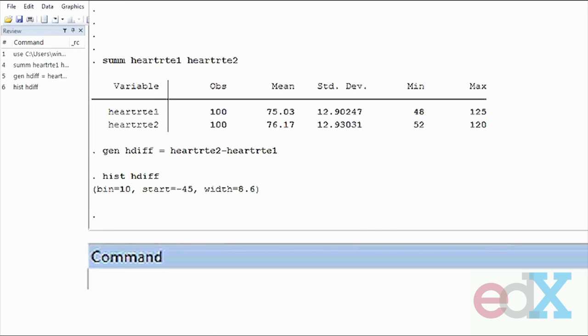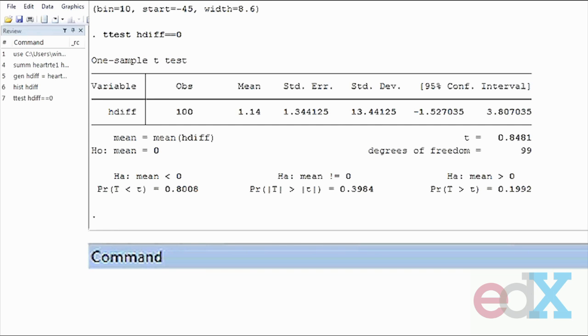And so now we're going to run a t-test. And so the command in Stata is just simply t-test. So type in the following command. So the command we used is t-test HDiff double equal sign. Remember to put the double equal sign, or Stata will give you an error, equals 0. And as you can see, now we get some summary statistics out of 100 observations. The mean difference was 1.14 with a standard error of 1.3.